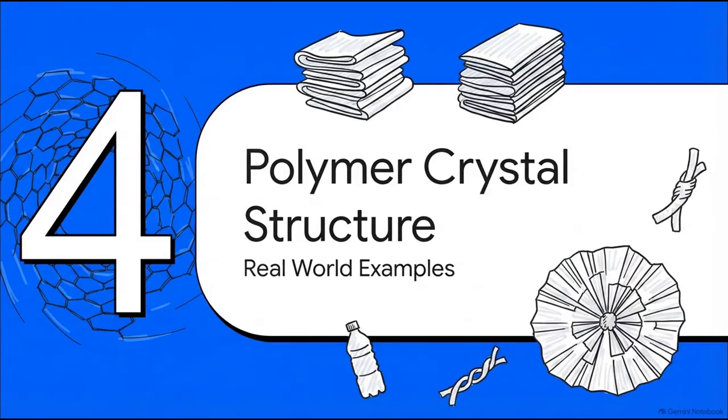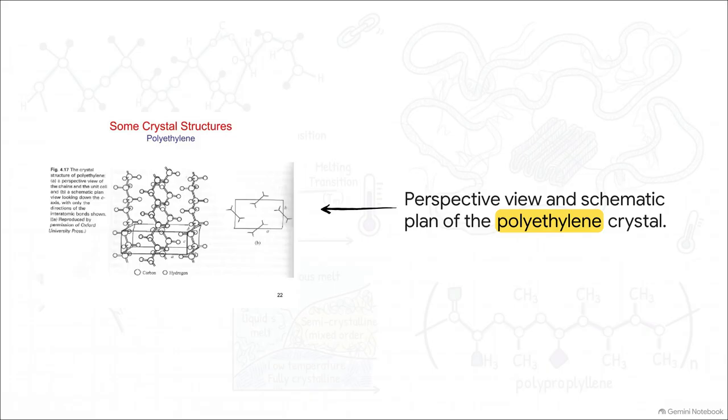Module 4, Polymer Crystal Structures. Let's take a look at what these energy-minimizing crystals actually look like in the real world. Polyethylene is your classic textbook example of this packing behavior. Notice how incredibly tightly these chains squeeze into a geometric unit cell. By organizing themselves spatially and leaning on those intermolecular bonds, they're successfully minimizing their free energy.